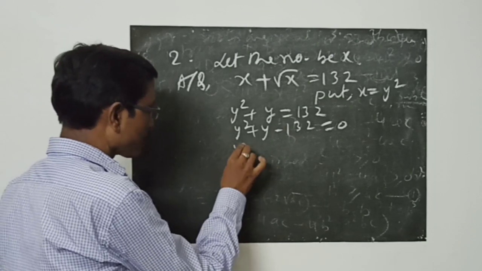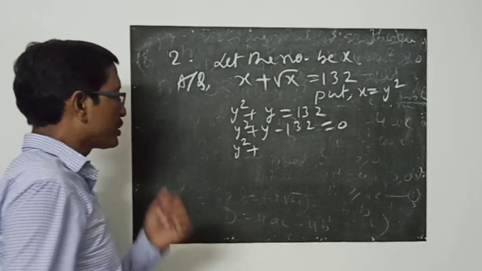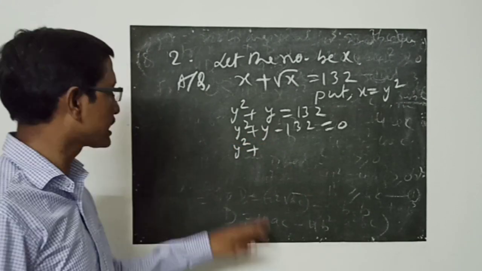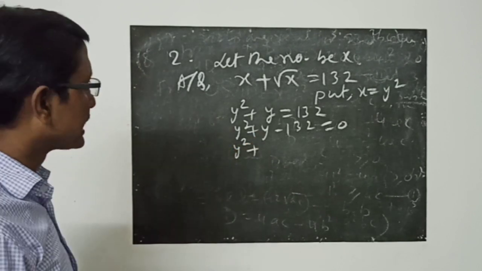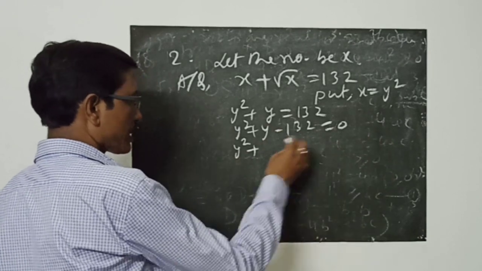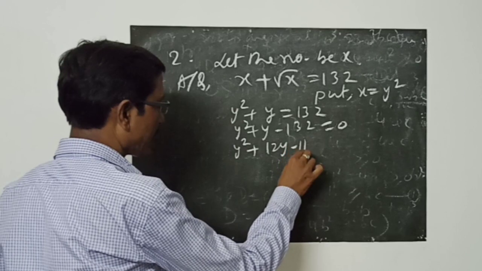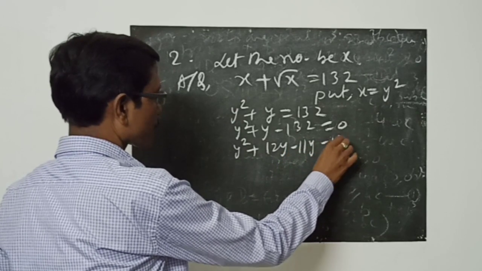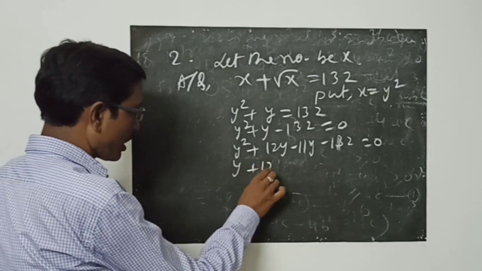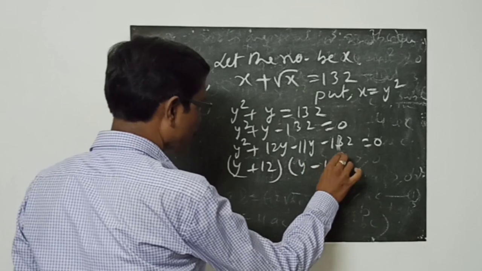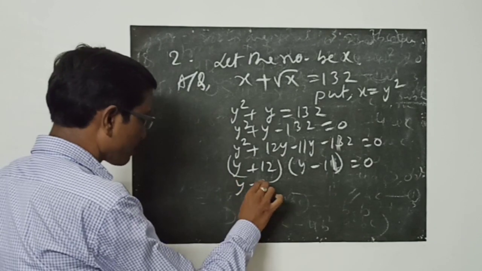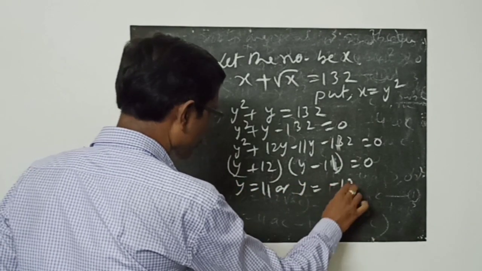So let's solve that one, y square plus y minus 132. If you factorize, the product is minus 132, so factorize this such that their difference will be 1, that is 12 and 11. Then you will get y square plus 12y minus 11y minus 132 equal to 0. Ultimately y plus 12 times y minus 11 is equal to 0. So ultimately we will get y equal to 11 or y equal to minus 12.